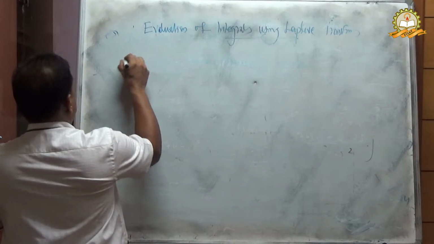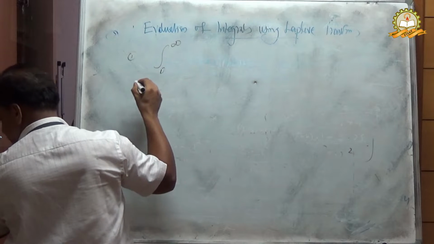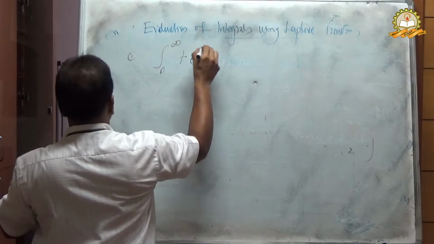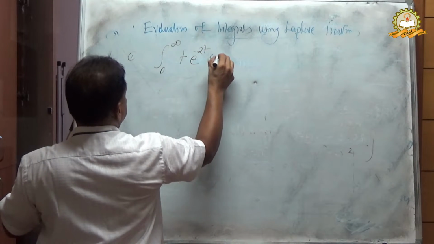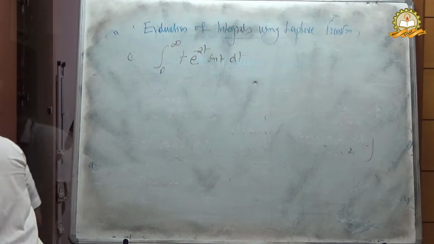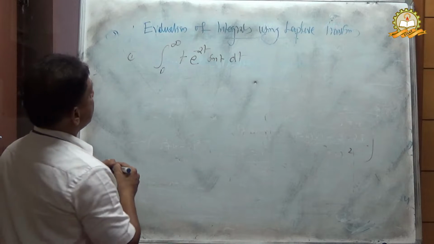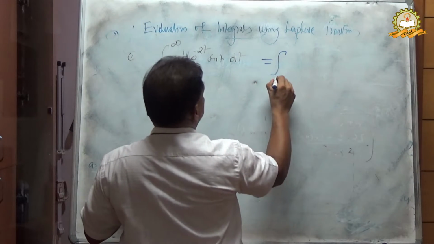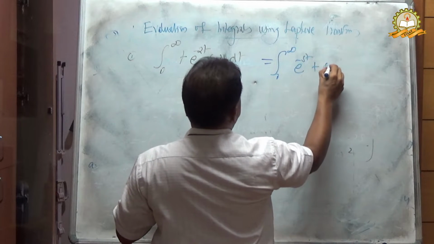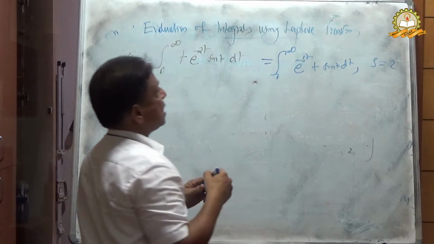Evaluate using the Laplace transform technique the integral from 0 to infinity of t times e raised to minus 2t sin t dt. Just similar to the previous case, this can be written as the integral from 0 to infinity of e raised to minus st t sin t dt, where s is equal to 2.